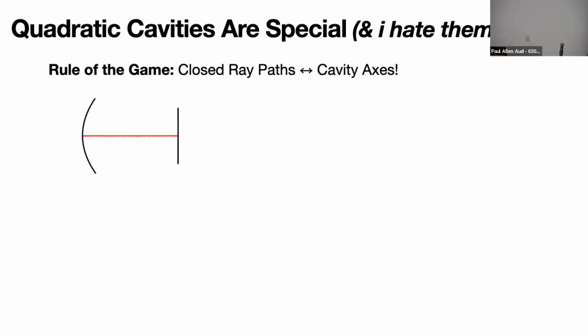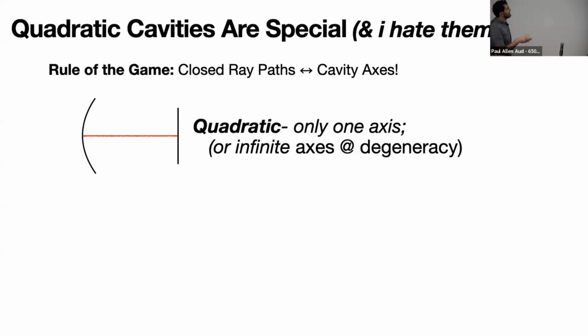But I do think it's important to say that quadratic cavities are really special objects. And so before we even hop into what it is that we've been doing, I want to say what I mean by that. If I have a pair of mirrors like this, the cavity has either one axis or an infinite number of axes. And what do I mean by an axis? An axis is a ray trajectory that comes back to itself under a round trip, okay? So what do I mean that this cavity has one axis? There is one ray that comes back to itself under a round trip.